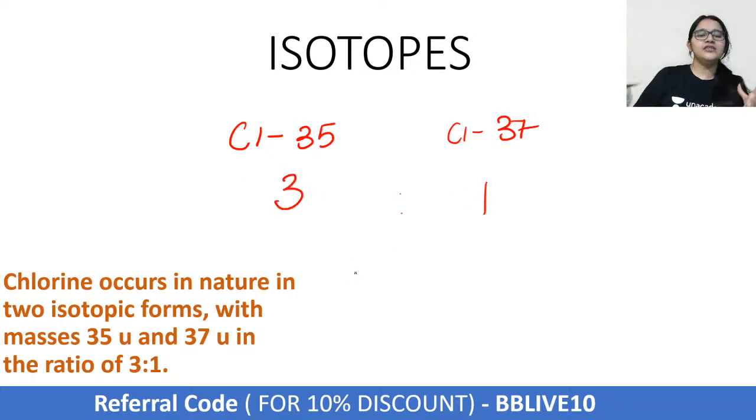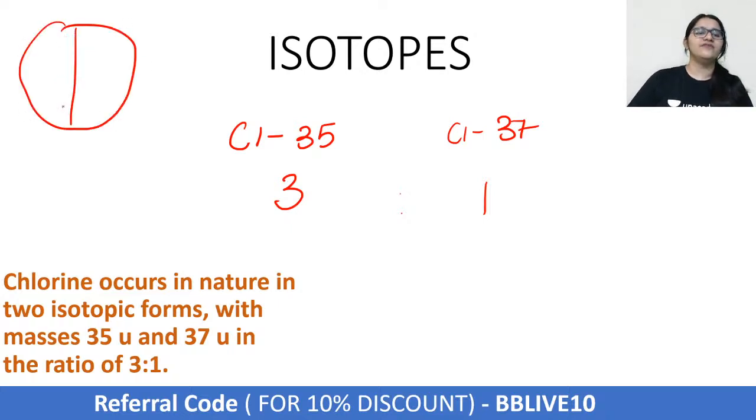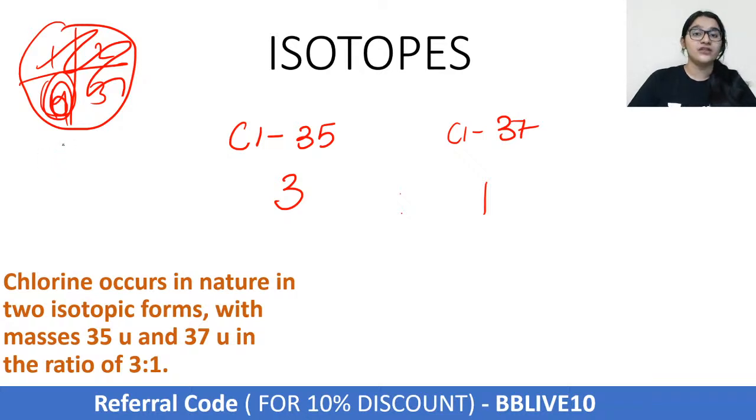Why 3:1? Because the total is 4. You take a circle, it can be divided into 4 parts: 1, 2, 3, 4. Out of this, 3 parts are chlorine-35 and 1 part is chlorine-37. So if I say chlorine, 4 chlorine atoms are going to come. Let's assume 3 of them are chlorine-35 and only 1 is chlorine-37, because they are present in that ratio in nature.